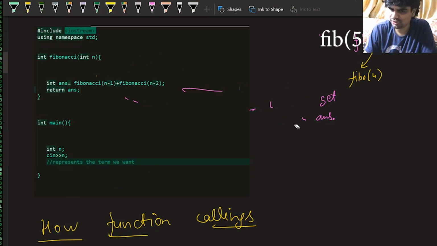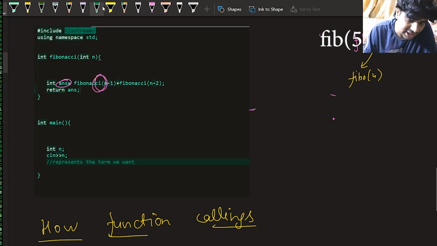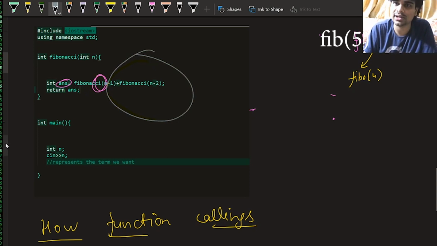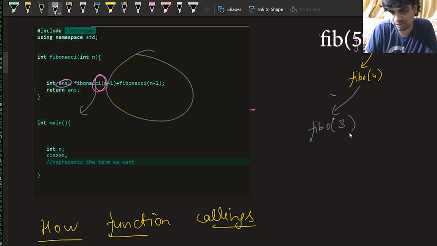So Fibonacci of 4 comes up, and again a similar problem is faced. I want an answer for Fibonacci of 4. I want something to be returned to Fibonacci of 5 very quickly. But here this says, first go and find Fibonacci of 3. Again, this entire section will be untouched, and I will go and evaluate Fibonacci of 3 first.